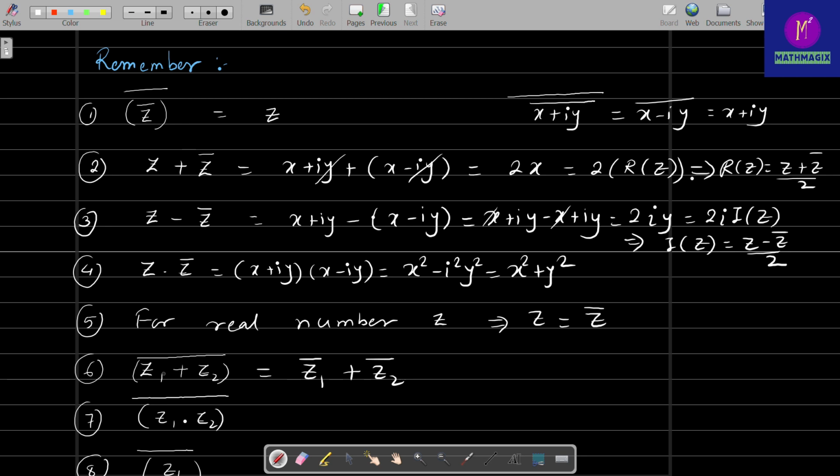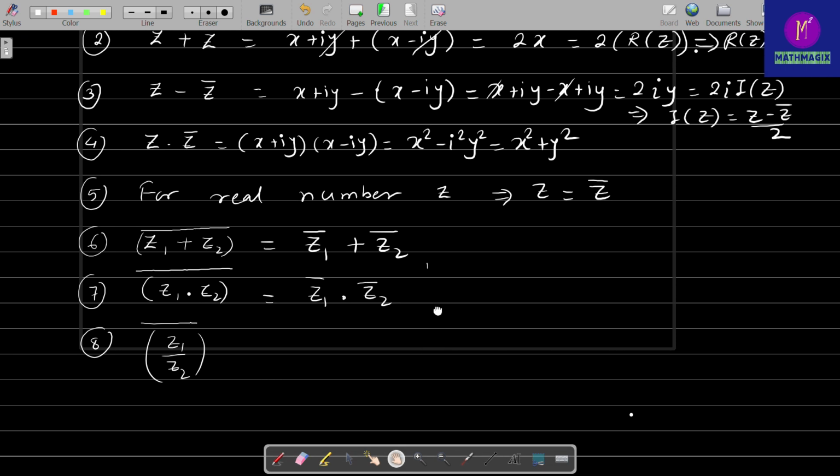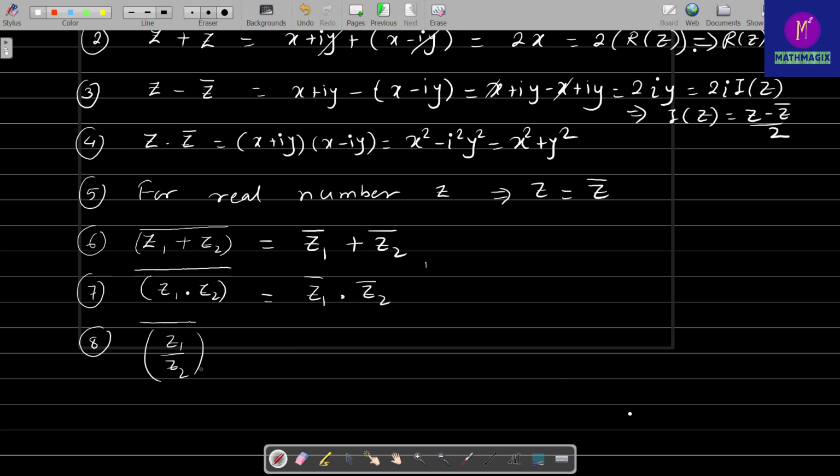Now let us see what will be z1 into z2 the whole bar. Clearly it is z1 bar into z2 bar. Again, the value of z1 by z2 the whole bar is z1 bar divided by z2 bar. You can also check these last three properties with an example. Thank you.